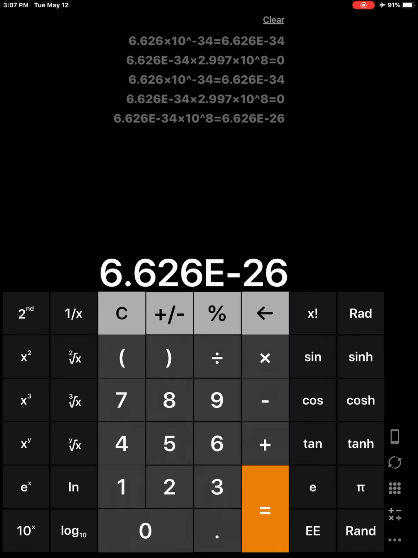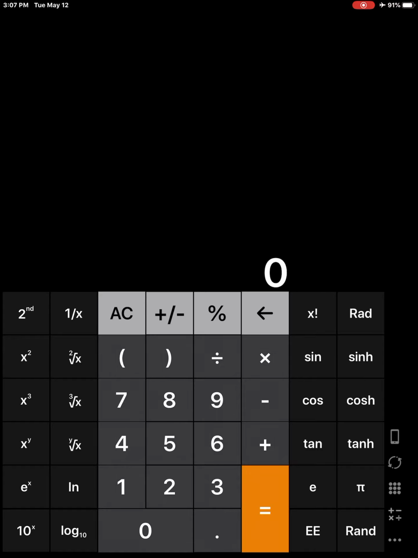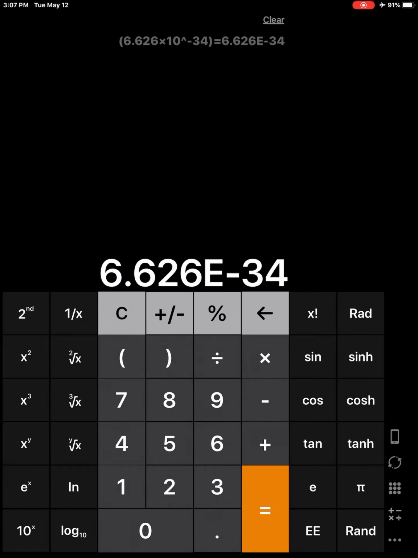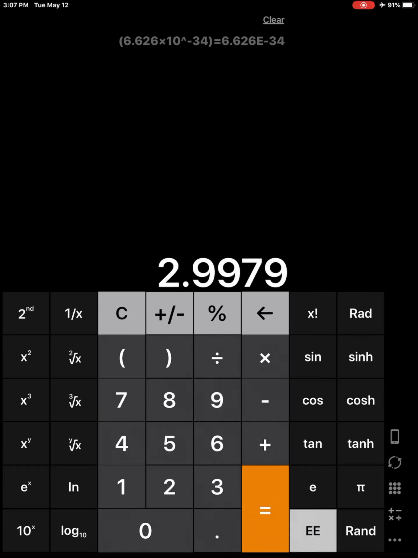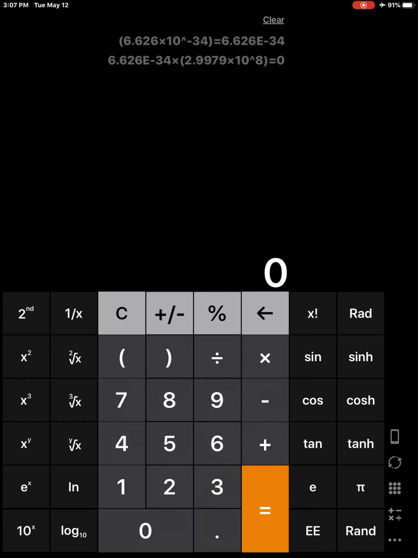Boy, this calculator. Let's try it again. I'm going to clear everything, make sure we can get this right. 6.626 times 10 to the minus 34, close parentheses. There's h. Times parentheses 2.9979 times 10 to the 8th, close parentheses, equals. Wow, for some reason, this thing is really confusing.